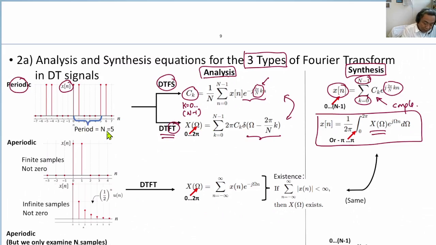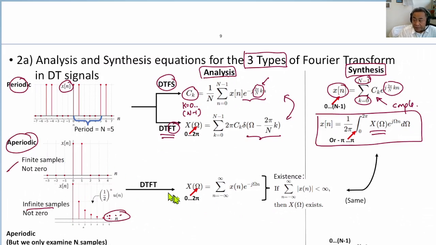Now, what happens when the signal is aperiodic? I'll give you two examples of aperiodic signals. One is a finite sample signal, meaning I have one here, followed by all the rest zero. The other one is an infinite sample signal, for example, half to the power of n times un. It's a causal signal, and it doesn't go to zero. It will go to infinity. Now, in these two cases, they are both aperiodic.